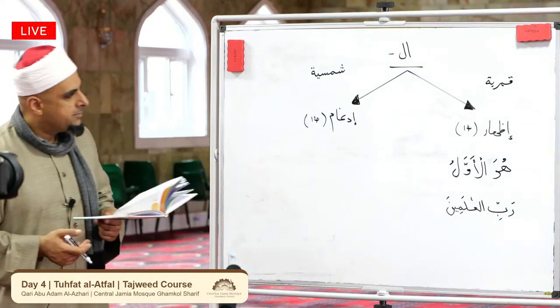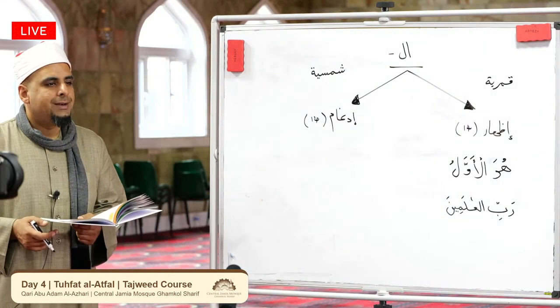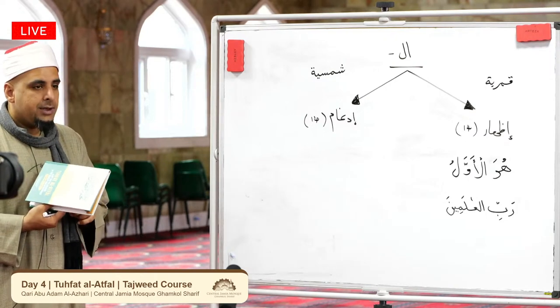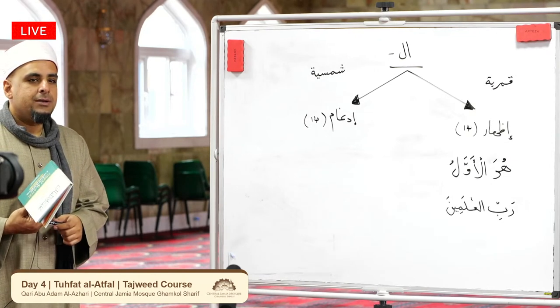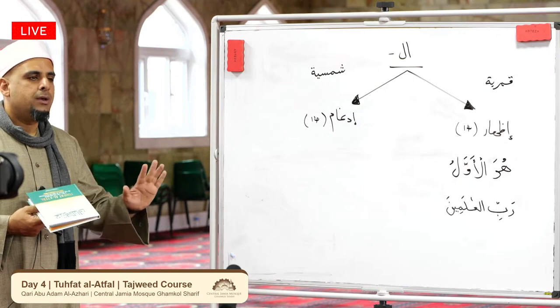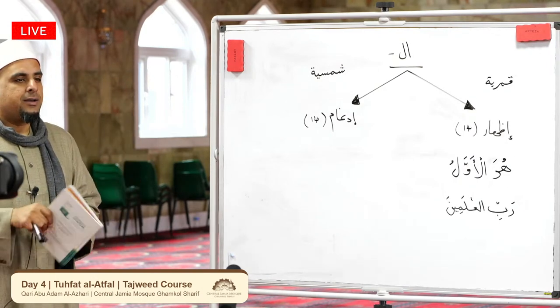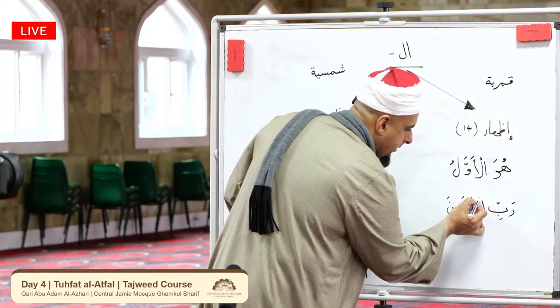Let's look at these two examples here. Huwal awwalu. Huwal. We're reading the lam. How long do we read the lam for? Huwal awwalu. One haraka. Huwal awwalu. Rabbil alameen. Rabbil. So here, alif and lam.